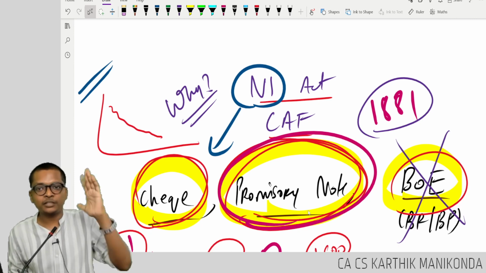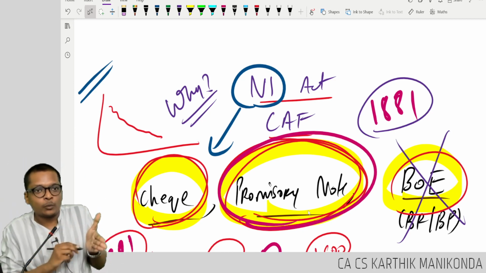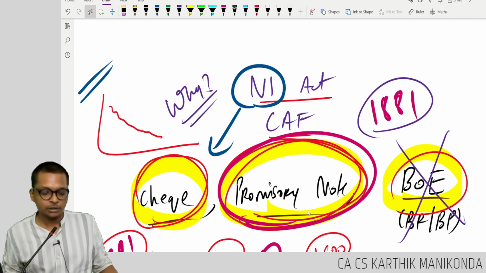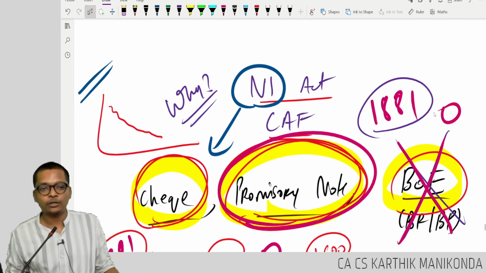Tomorrow, for example, Rishi wants 1 lakh. I gave him 1 lakh. He will give me a note: Sir, I promise to pay you 1 lakh within the next 6 months. That's it. So the current practical usage of bills of exchange is almost zero.